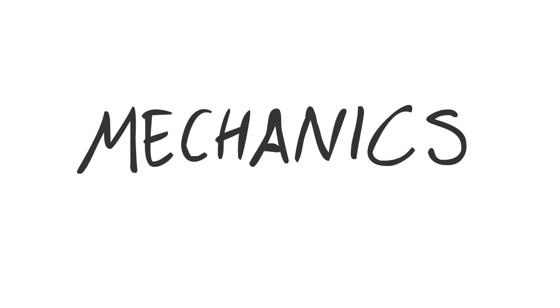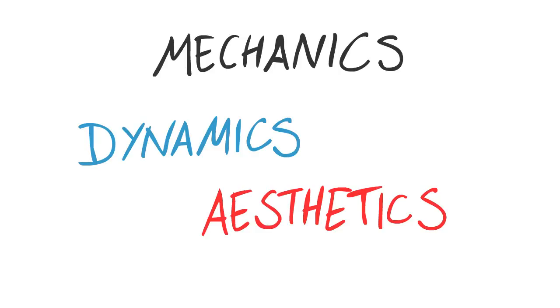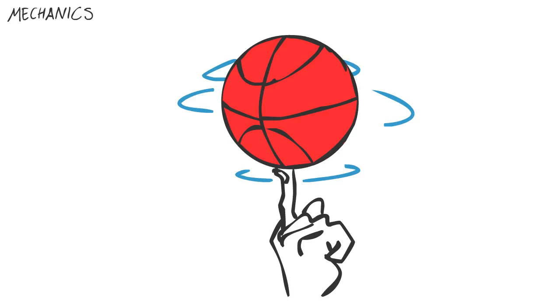MDA. Mechanics, Dynamics, Aesthetics. This model gets taught in many game design classes and is based on a pretty interesting white paper which I recommend you find online and read. Let's go through each of the three components step by step.